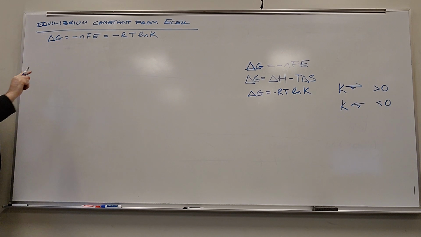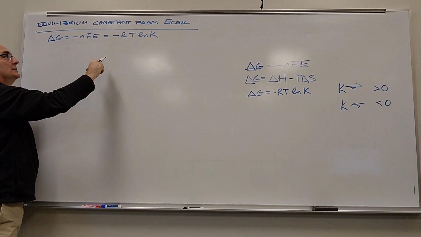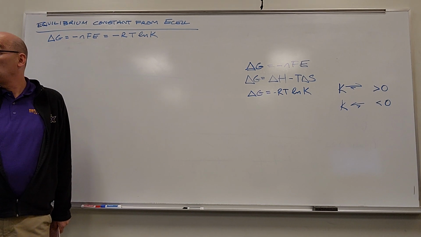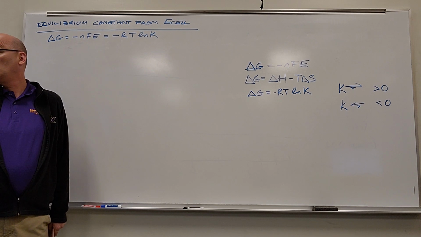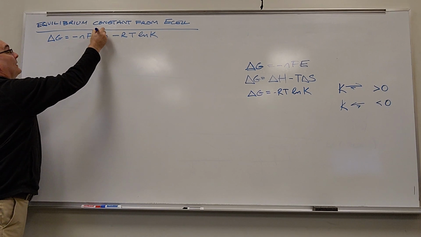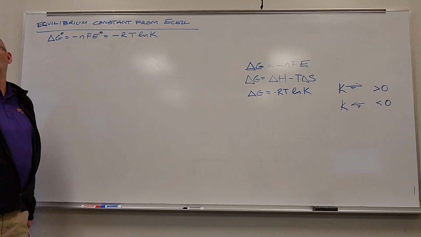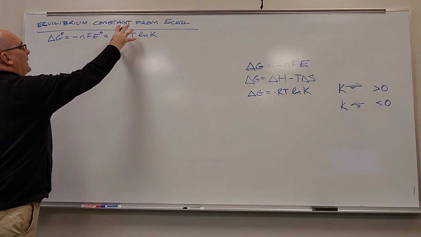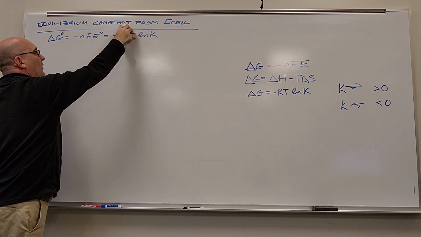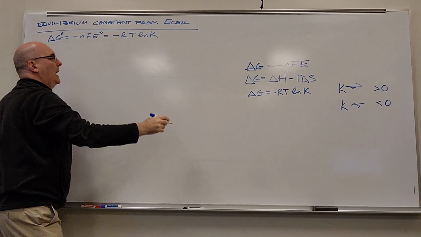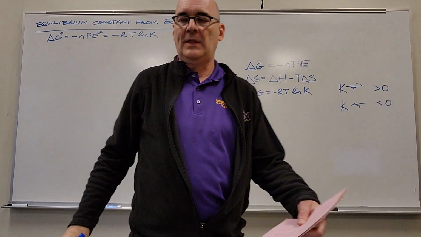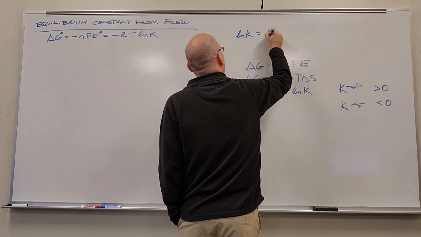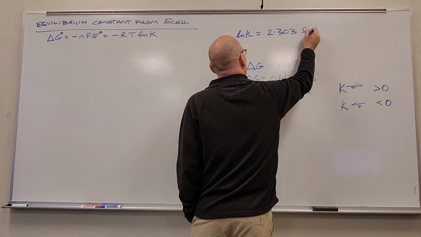n is a variable. F is a constant. R is a constant. T is a variable, but it's not going to move during our experiments. And if I say, please work at standard states, then I'm going to the whole lump of constants, natural log of K. Some people will leave it that way, and some people will go that the natural log is 2.303 of the log.